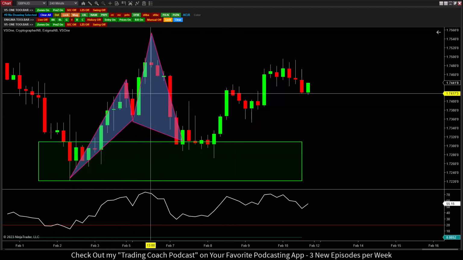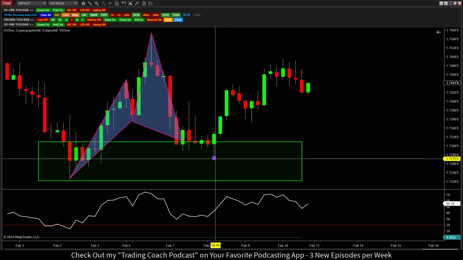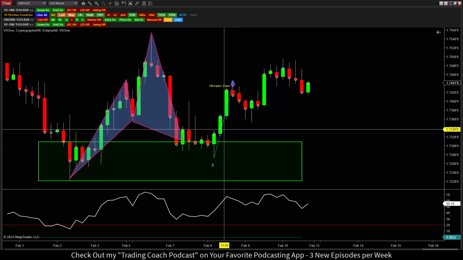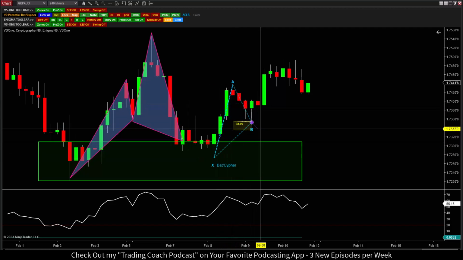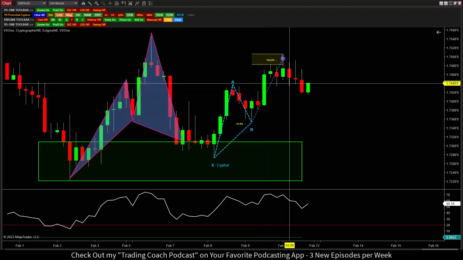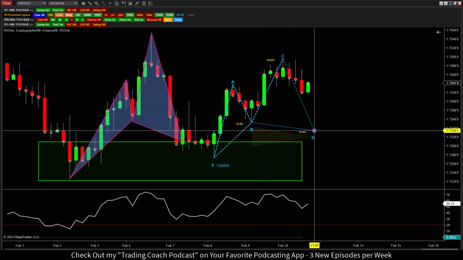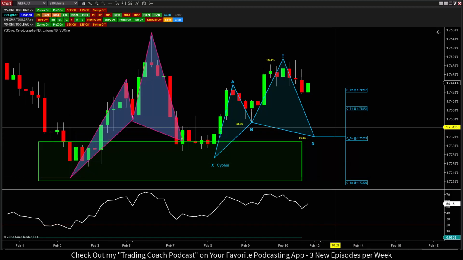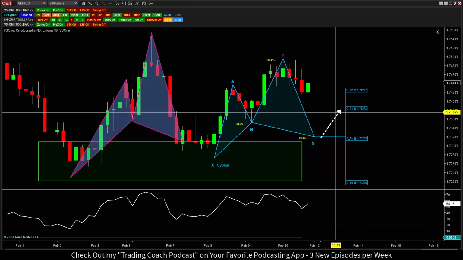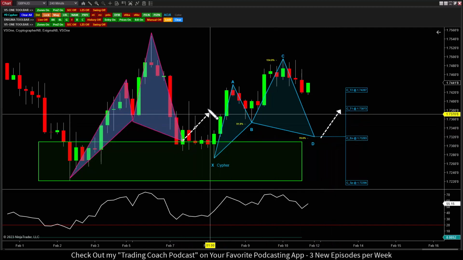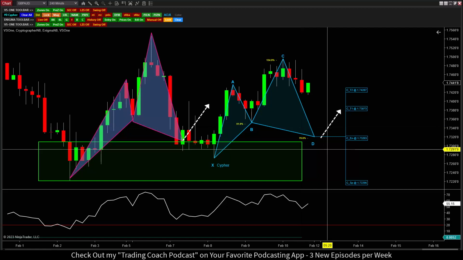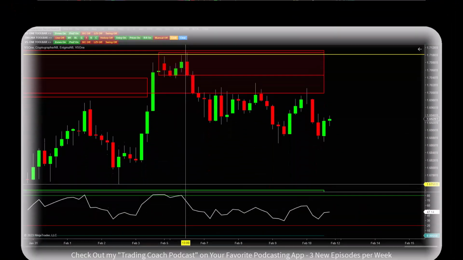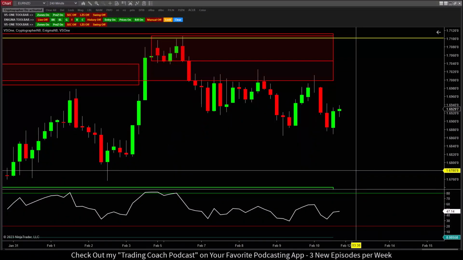So we had a nice winner on the bull cipher there. Next one is going to be another bear cipher. So X to A right here, A to B, our first retracement. Again, our extension is going to be our C leg. And if we push down to here, that is going to be our D completion for another, I guess a smaller version, the little brother, little sister version of a bull cipher here on the pound Aussie 4-hour.